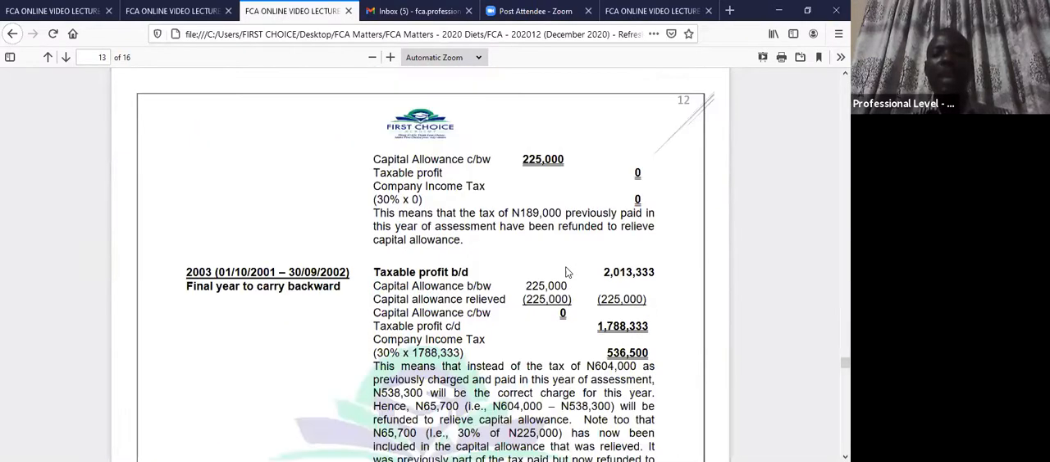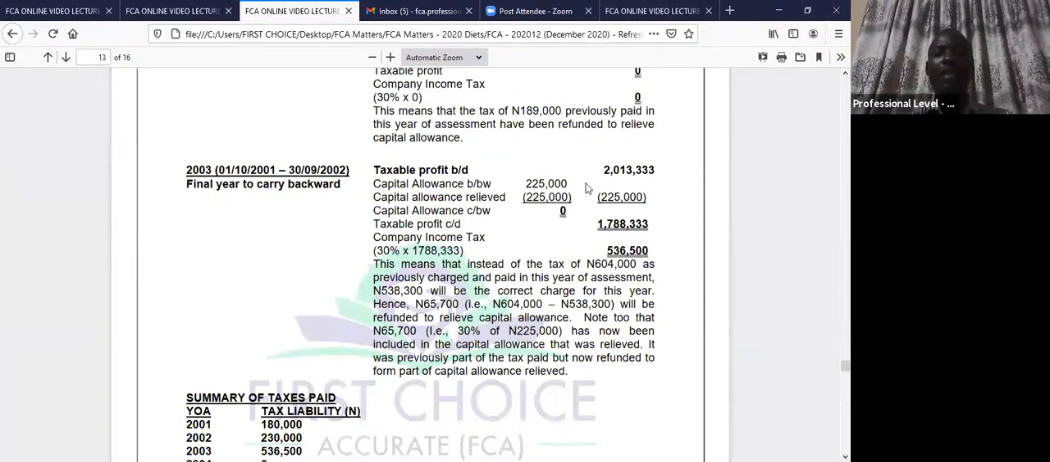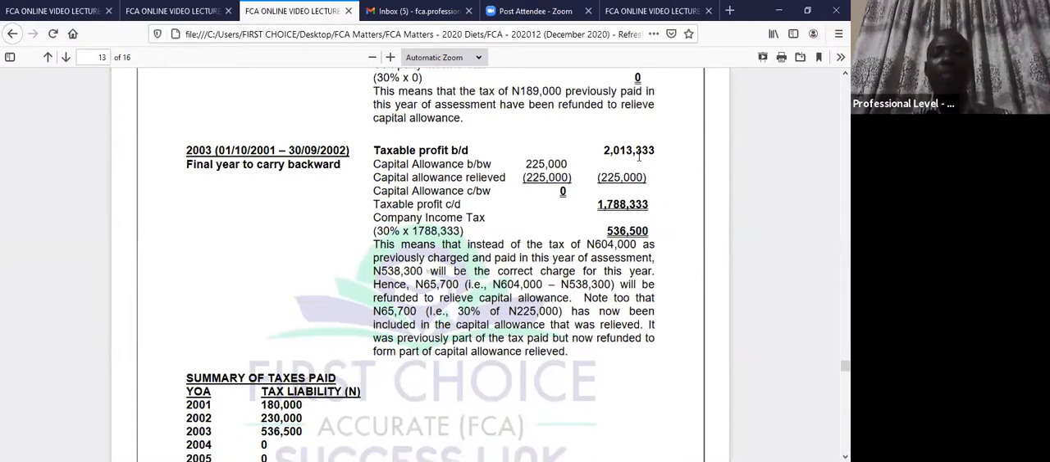So this is the final year that the capital allowance is going to be carried backward. Look at the taxable profit we had, and look at the capital allowance that was brought backward. Funny enough, good thing, the taxable profit is bigger than the capital allowance. So you can claim all the capital allowance. No capital allowance is left to be carried backward. You have fully claimed them.